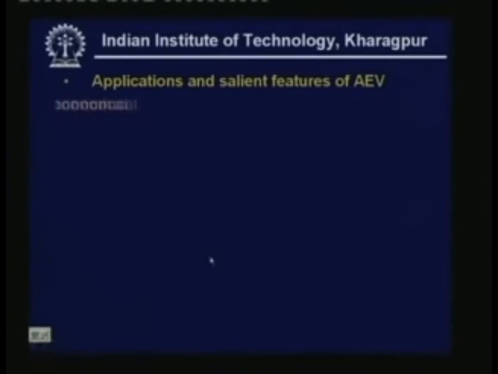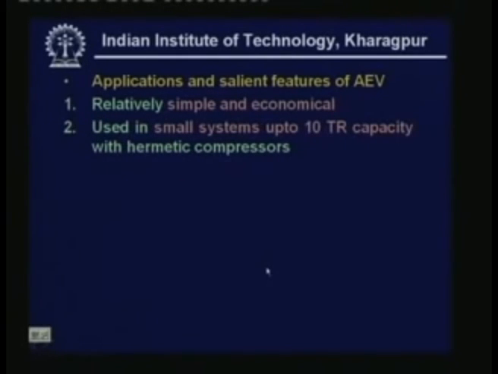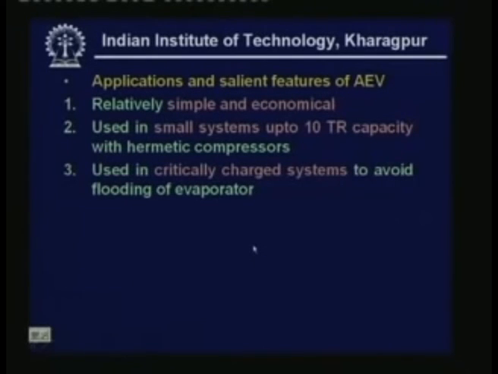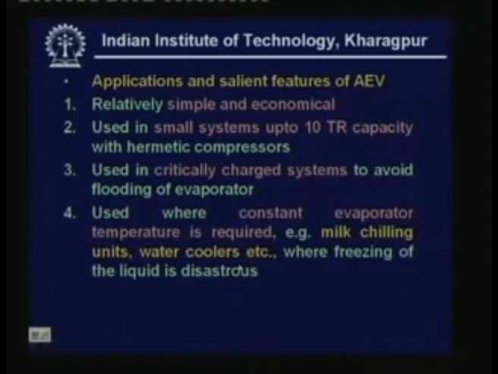Now, applications and salient features of automatic expansion valves. These valves are relatively simple and economical compared to other types of valves, and they are used in small systems up to 10 TR capacity with hermetic compressors. They are used in critically charged systems to avoid flooding of the evaporator. They are used where constant evaporator temperature is required. This is a very important use of this particular type of valve, because it always maintains the evaporator pressure constant, that means evaporator temperature constant. So it finds application in milk chilling plants and in water coolers, etc.